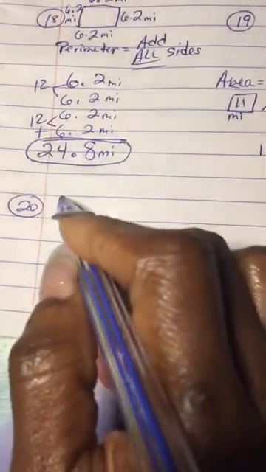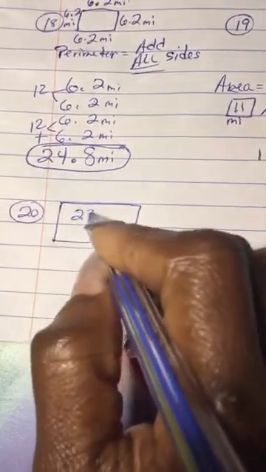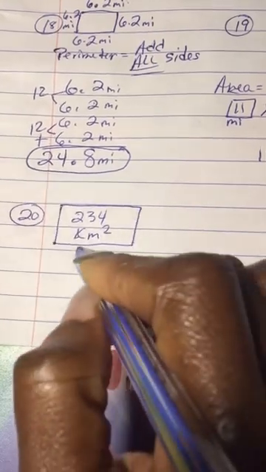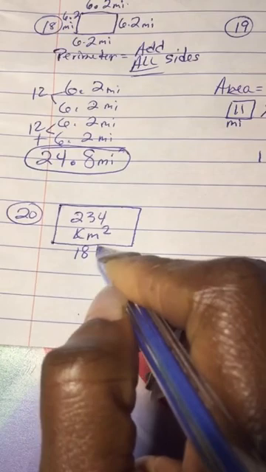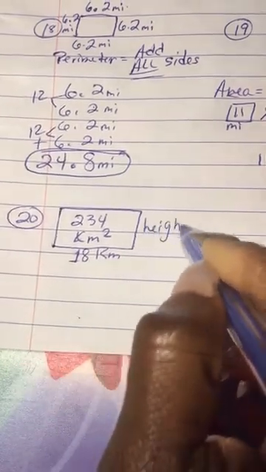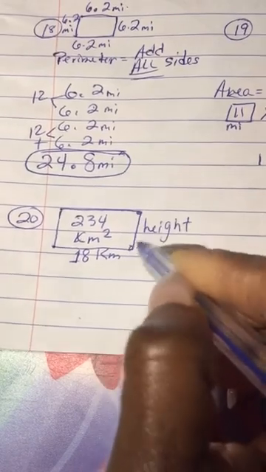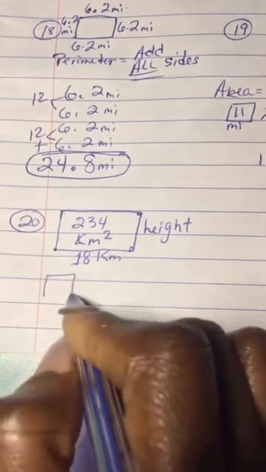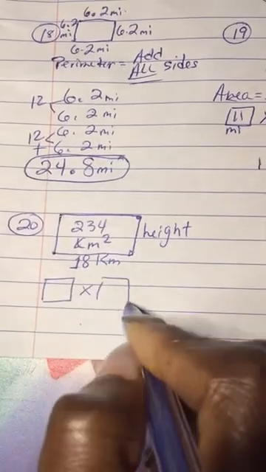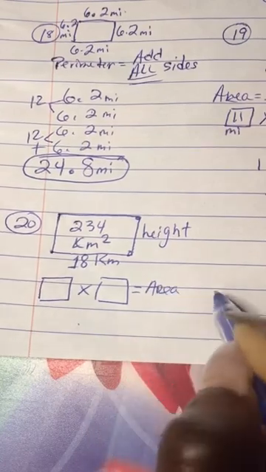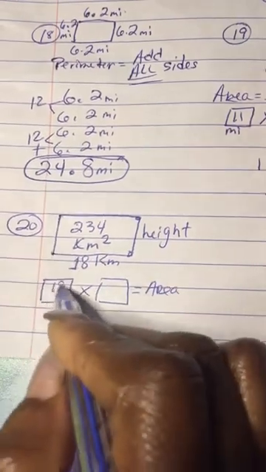That says you have a rectangle, and it says it's 234 kilometers squared. You know that the base is 18 kilometers, and you want to know the height. The height is how tall something is. That's how we know this is the height. So in order to find the area of the rectangle also, it's 1 number times 1 number, which is equal to the area. Same thing. So we know 18 kilometers go here.